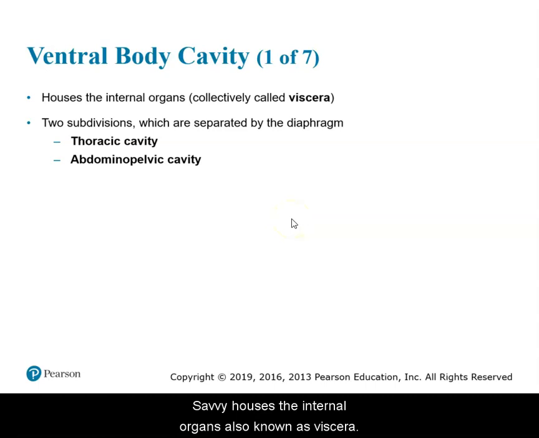So the ventral body cavity houses the internal organs, also known as viscera. The two subdivisions are separated by a very important muscle known as the diaphragm. The diaphragm is also a muscle of respiration that divides the thoracic cavity from the abdominopelvic cavity.